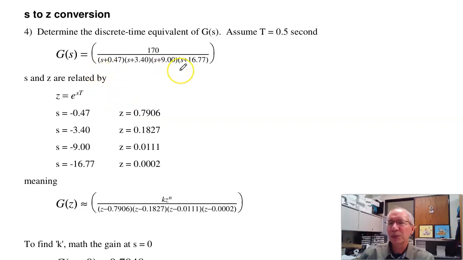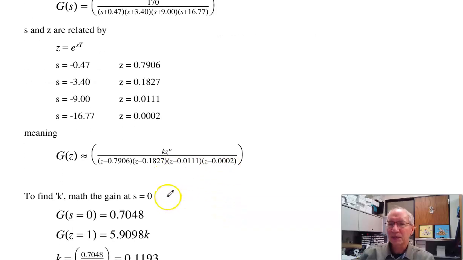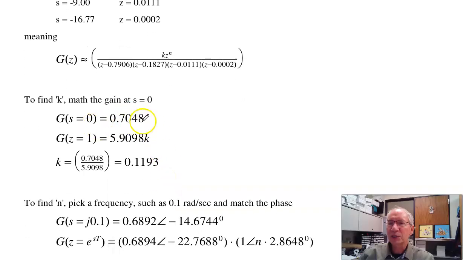Here's where the poles are in the s-plane, map is e to the st. Here's where the poles are in the z-plane. Add a gain k to match the DC gain. So the DC gain of g of s is 0.74. Pick k so that g of z also has a DC gain of 0.7048. Gives you k is 0.11.